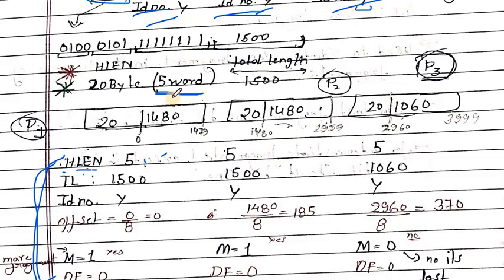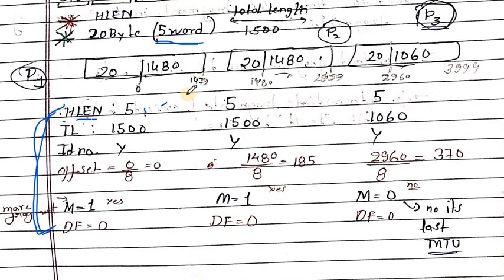Okay, so here the header length is 20 bytes. If we convert 20 bytes into words, the number becomes 5 words, since 4 bytes is equal to 1 word. Now these 3 packets have the same header size, so the header length is 5.